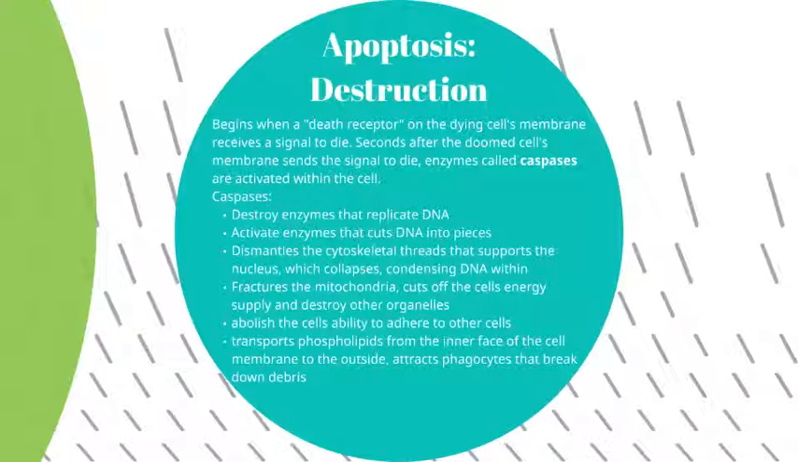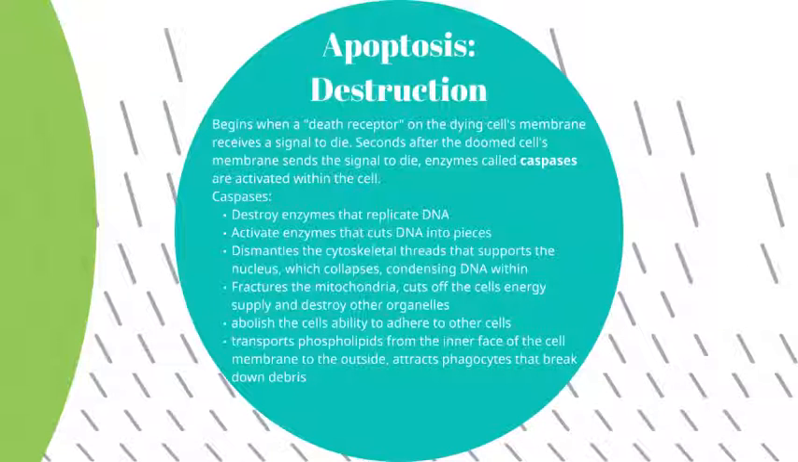It begins when a death receptor on the dying cell's membrane receives a signal to die. Seconds after the doomed cell's membrane sends the signal to die, enzymes called caspases are activated within the cell. Caspases destroy enzymes that replicate DNA, activate enzymes that cut DNA into pieces, and dismantle the cytosolic threads that support the nucleus, which collapses, condensing DNA within.